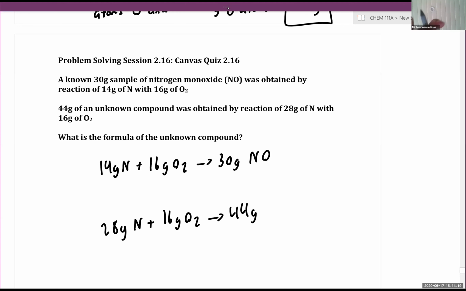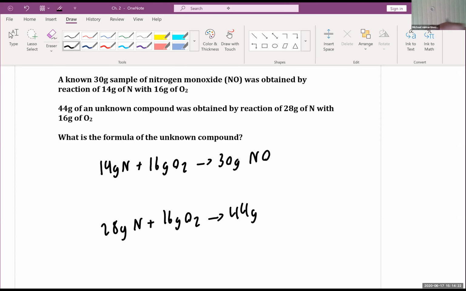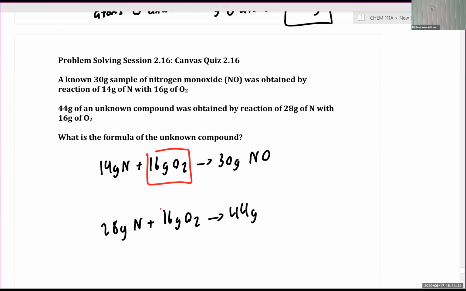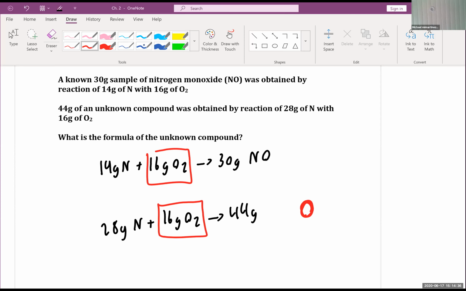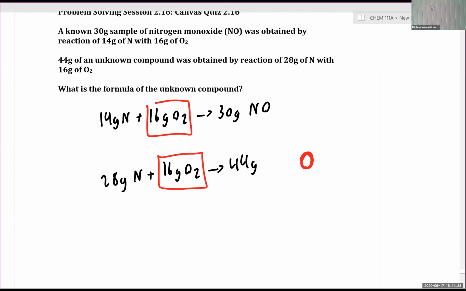So our first step is to identify our element with a fixed mass. We see clearly in both runs we use the same mass of oxygen, so the number of oxygen atoms is tentatively going to be the same. Next, we compare our variable mass element. In our first example, we have 14 grams of nitrogen. In our second example, we have 28 grams of nitrogen. Let me reverse it so it's easier to solve. So we have 28 grams of nitrogen in our second case and 14 grams of nitrogen in our first case.